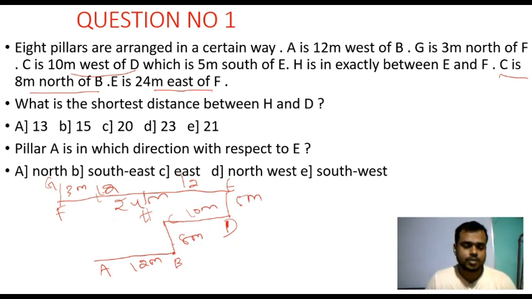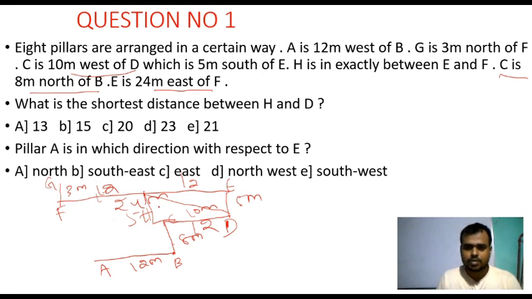Now the first question is, what is the shortest distance between H and D? Shortest distance means we have to connect from the initial position to the final position, that is from H to D. We have to connect here. So we have to find out this distance. How can we find it? This is 12 and this is 5. So we can find this distance according to the Pythagoras theorem.